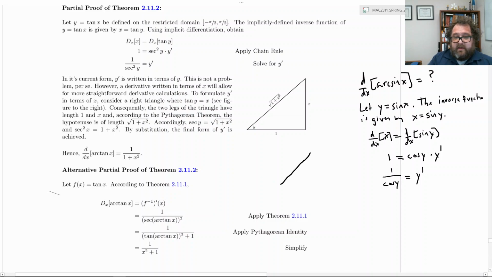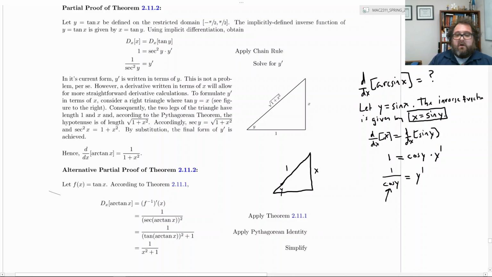And so we have a triangle, a right triangle, of course. We're operating under this assumption right here, that x equals sine y. So that means you have some angle y, and the sine of that angle is x, or x over 1. Sine is opposite over hypotenuse, so it is x over 1.